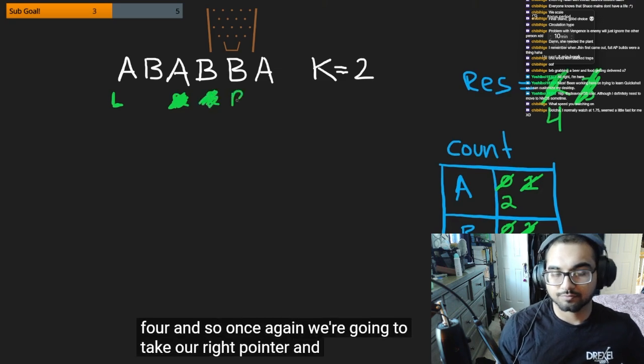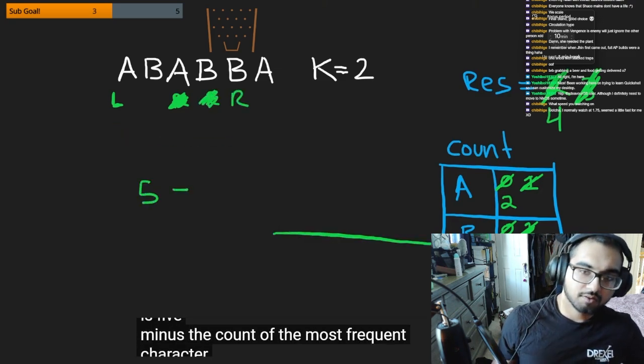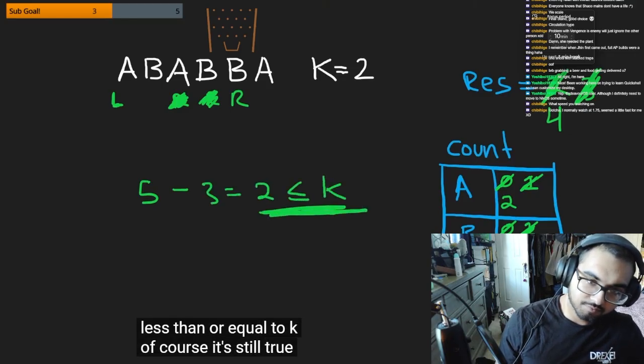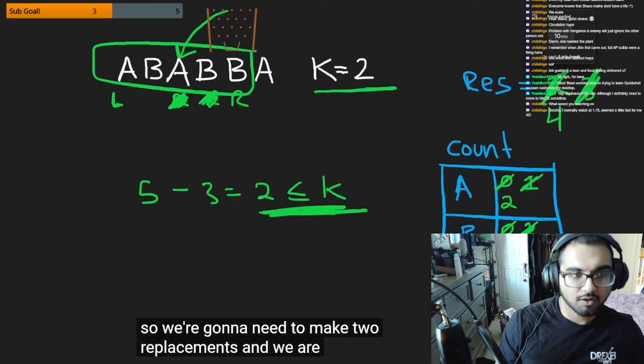And so once again, we're going to take our right pointer and shift it. So now another b. Let's increment the count of b to 3. So the length of the window now is 5 minus the count of the most frequent character. That character is b. 5 minus 3 is 2, and that's less than or equal to k. Of course, it's still true because when you look at our window, we have 3 b's. So that means we're going to be replacing the a's. So we're going to need to make 2 replacements, and we are allowed to make 2 replacements.